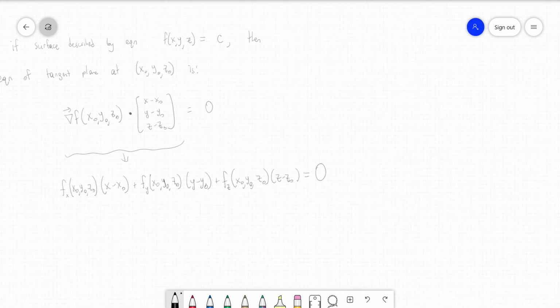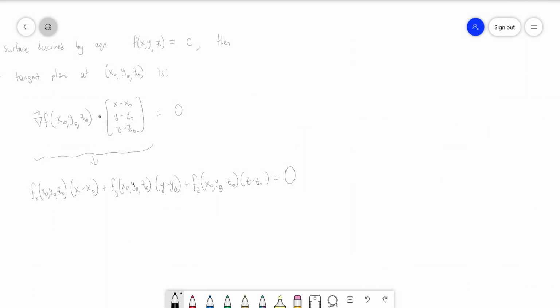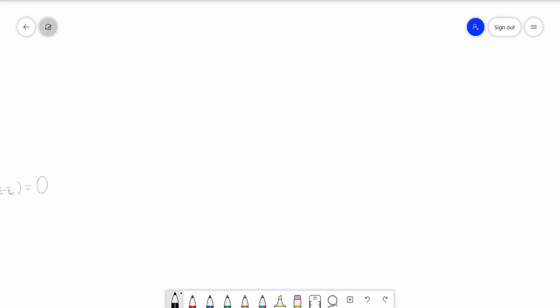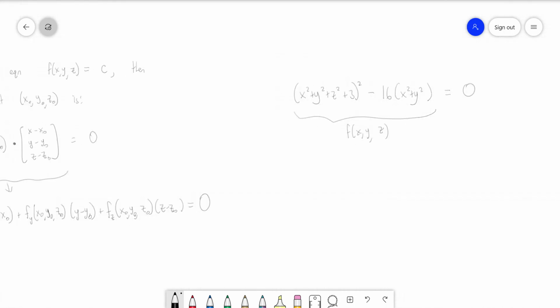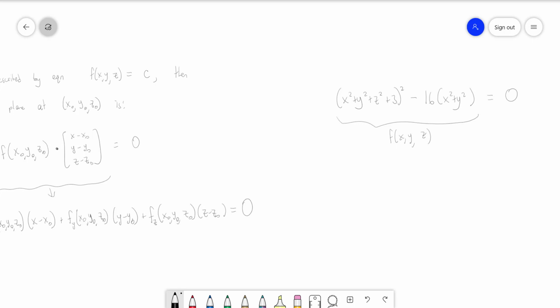So in our problem, we have the torus, and they gave us the equation of the torus. They wrote it as x squared plus y squared plus z squared plus 3 squared equal to 16 times x squared plus y squared. Now I've moved that 16 times x squared plus y squared term to the other side so that I'll have it equal to 0. The reason I move it over is so that I have the equation in the form of a function of x, y, z equal to a constant.